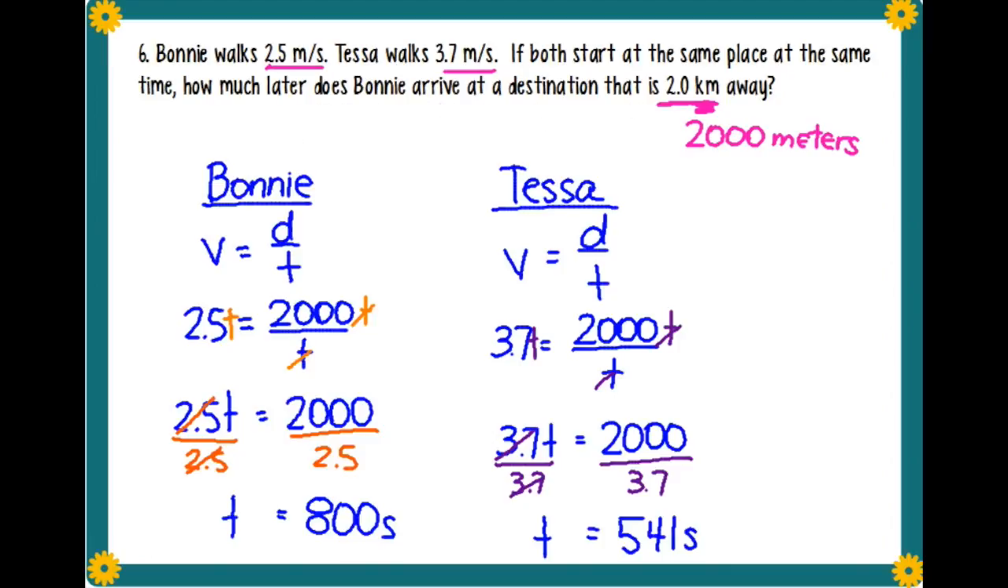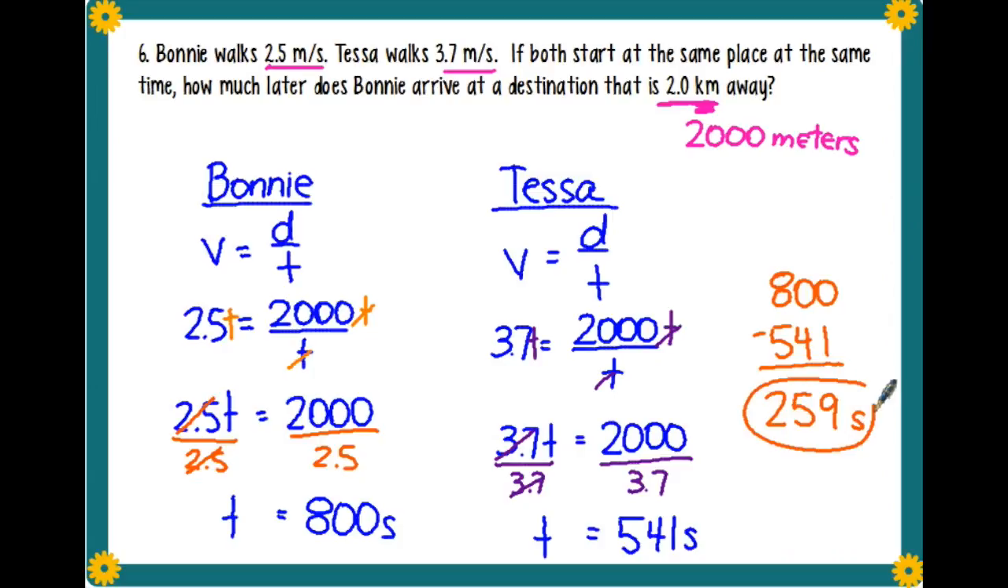So now I just need to subtract to see how much later Bonnie arrives. So it took Bonnie an extra 259 seconds. And once again, 2 sig figs, 2 sig figs, 2 sig figs. My answer should probably be 260.